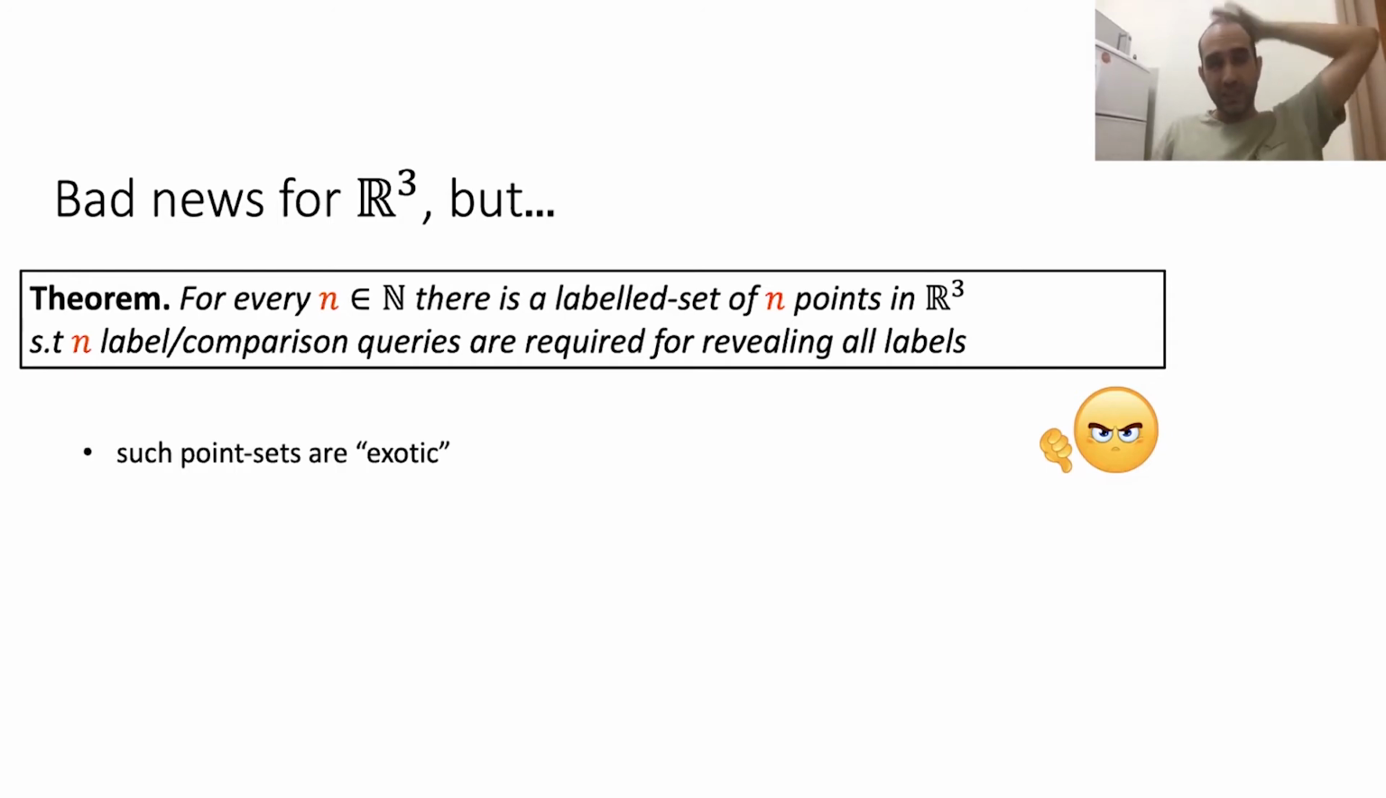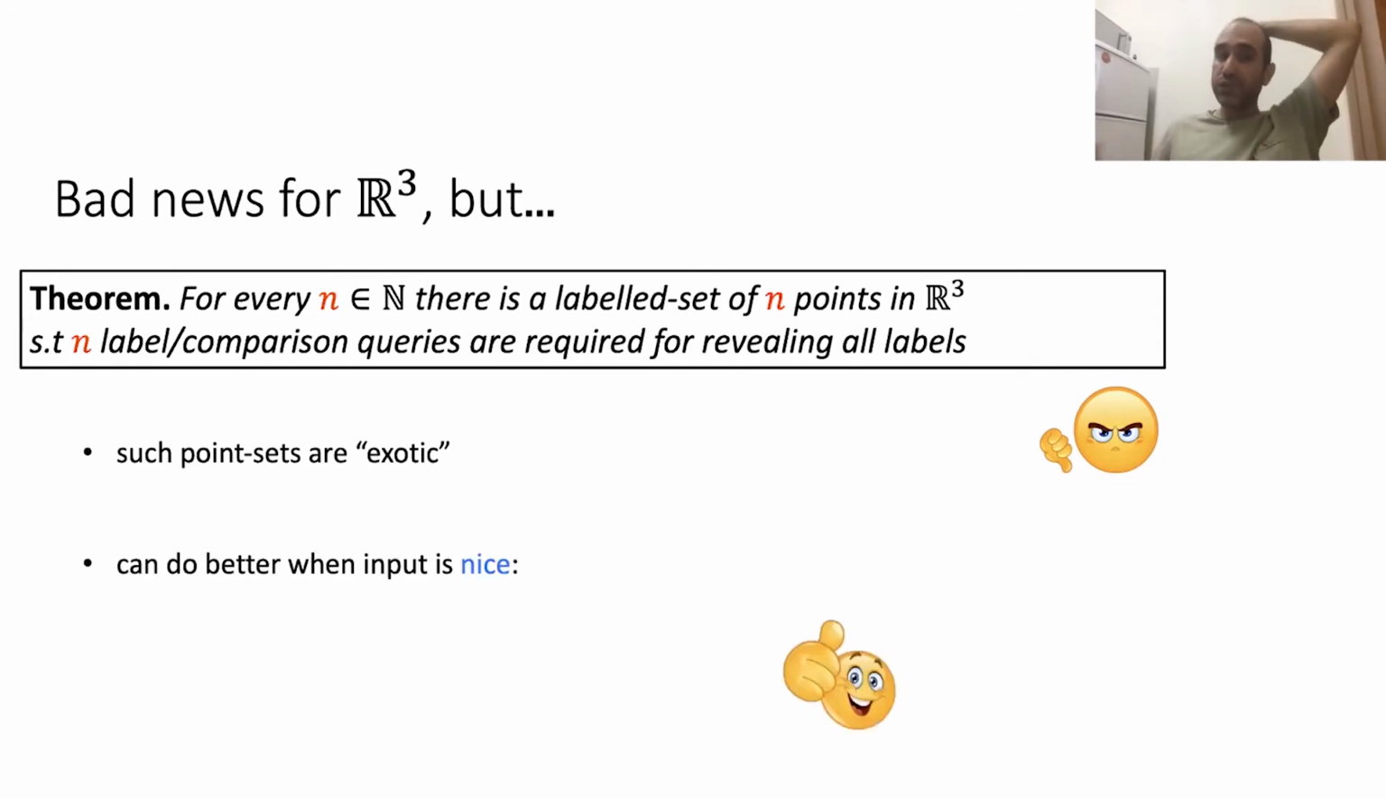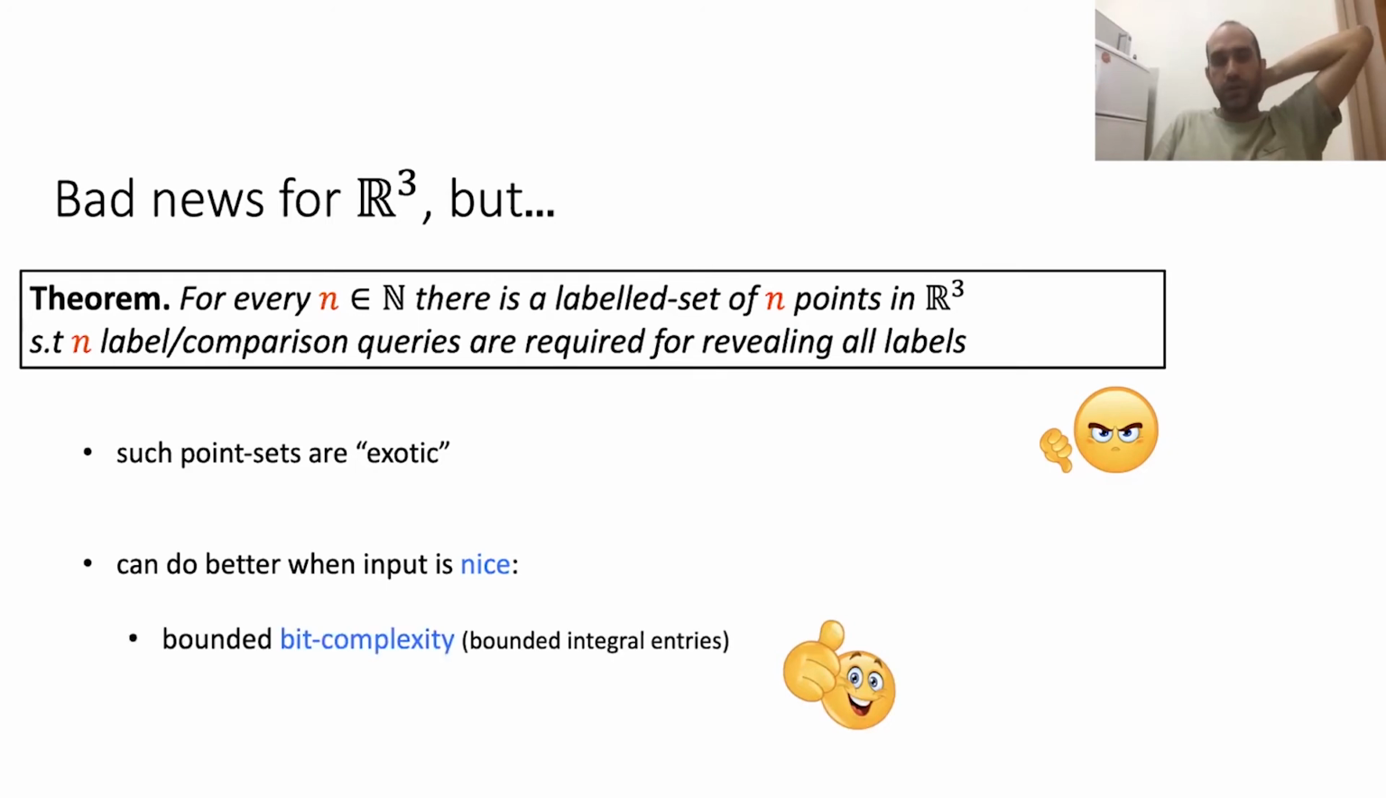Okay, but as I said, going back to comparison queries, such point sets are exotic in R^3, and we can do much, much better when the input is relatively well behaved. So it doesn't even have to be so well behaved, but only not too crazy. So for example, if it's on a grid, I will show you soon, and also in the case of large margin, which Shachar will, I think, discuss further in his talk.